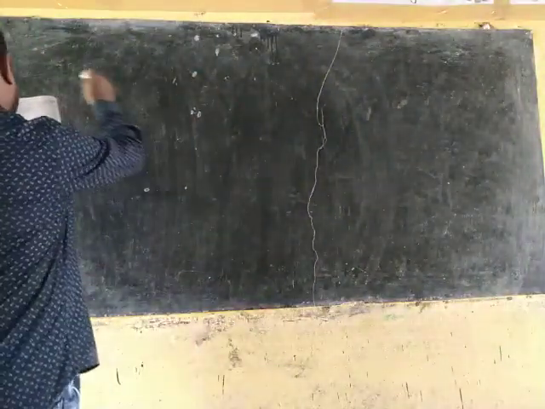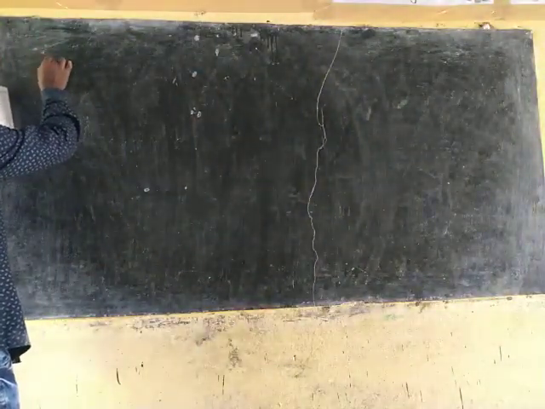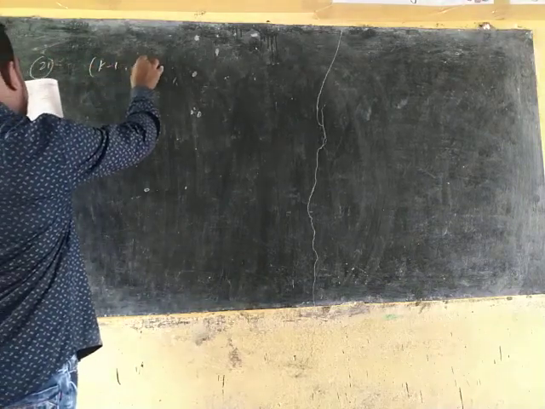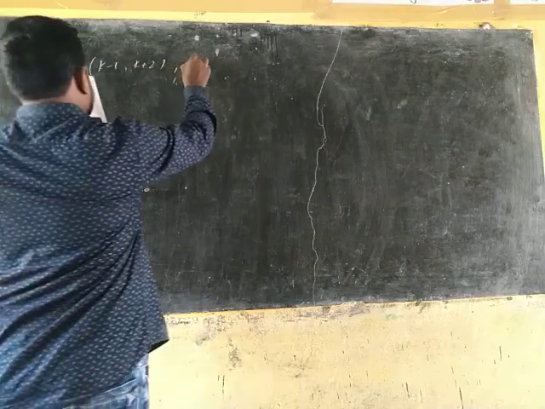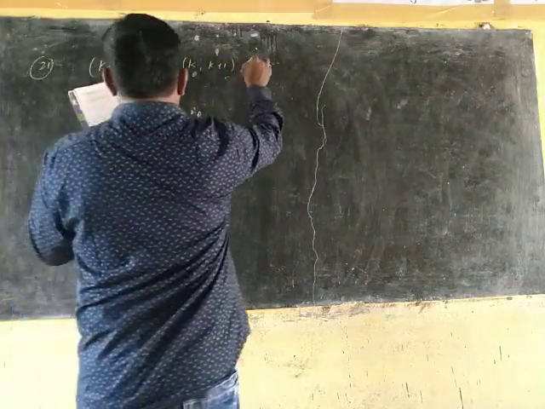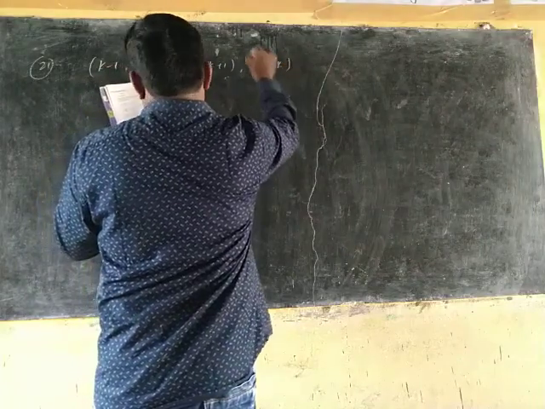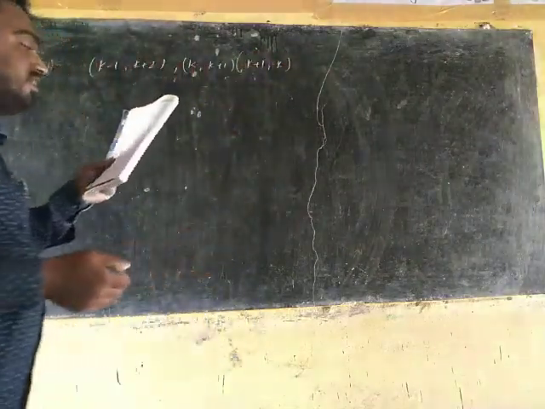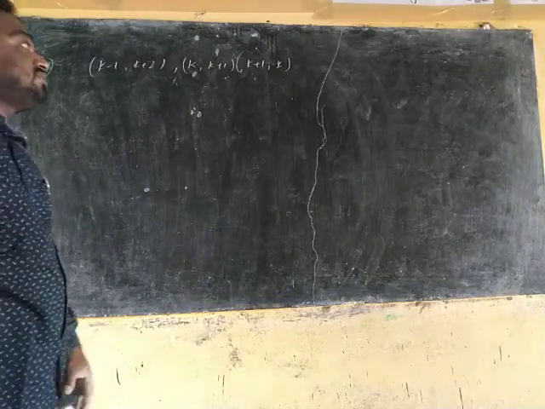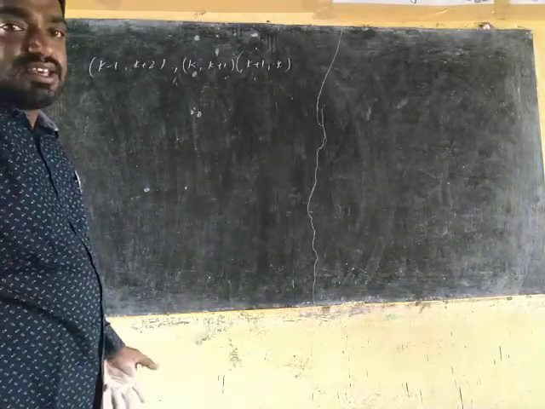Question 21. Two statements are given. Statement 1: the points (k, -1), (k, k+2), (k, k+1), (k+1, k) are collinear for any value of k. Collinear points means the area of the triangle is 0.